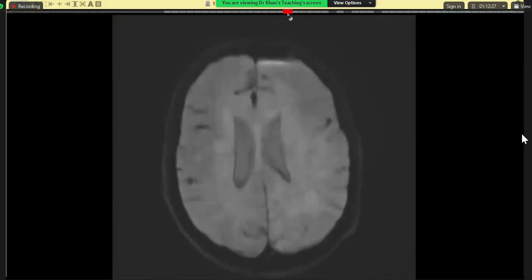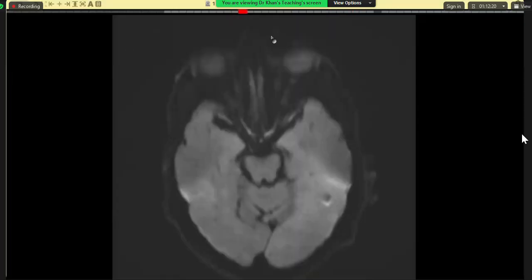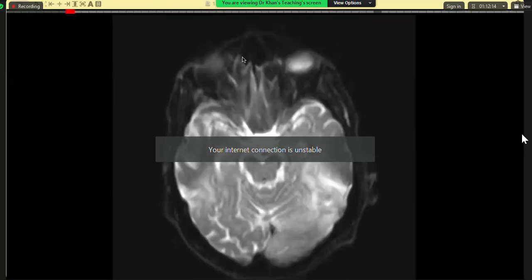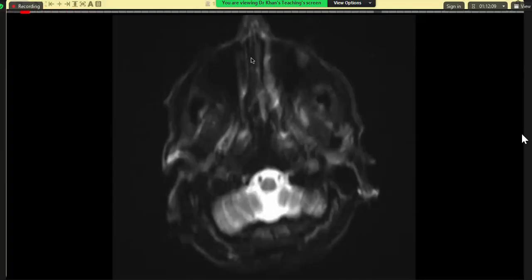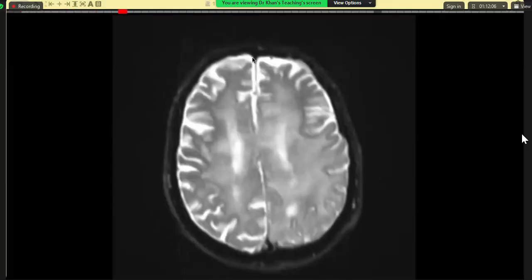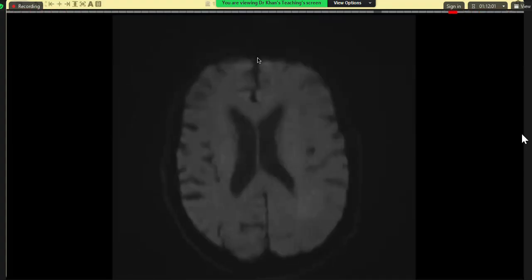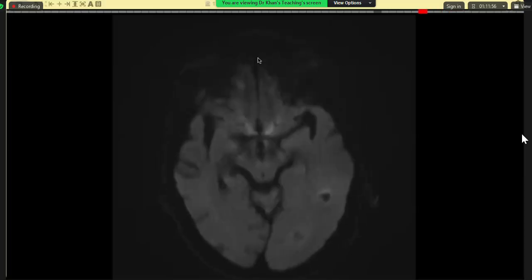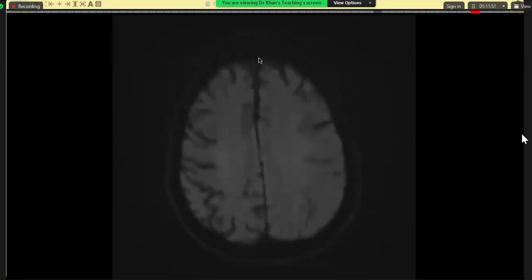In diffusion, all these lesions. Actually, the point is that these are stacked together, so let me show you. This is a low B value, a sort of a T2 weighted sequence. Then I am going superior. So this is the highest B value. Okay, I can see that some lesions show restricted diffusion. What else would you like to see?